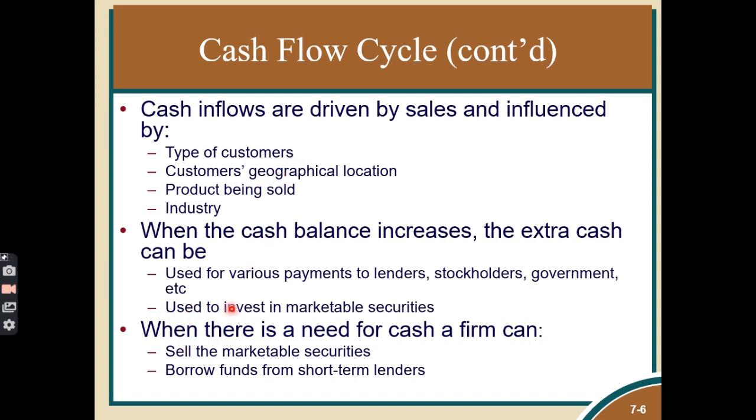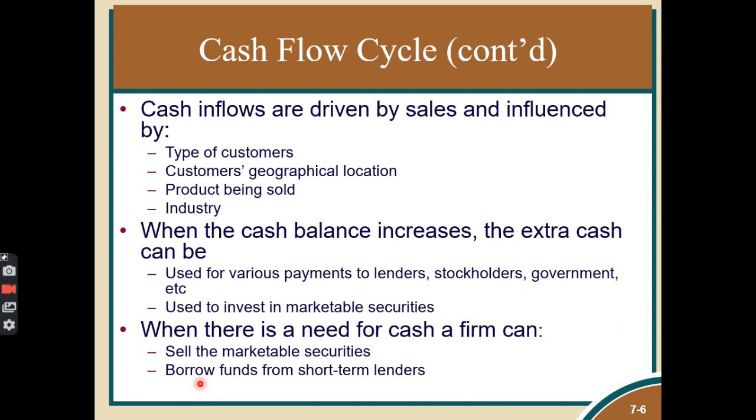Next, when there is a need for cash, meaning you need to have additional cash for purposes of payments and other expenditures, then what you're going to do is to sell your marketable securities or borrow funds. So that's basically your options, okay? That is a good thing if you have marketable securities because you can sell these marketable securities for emergency purposes.